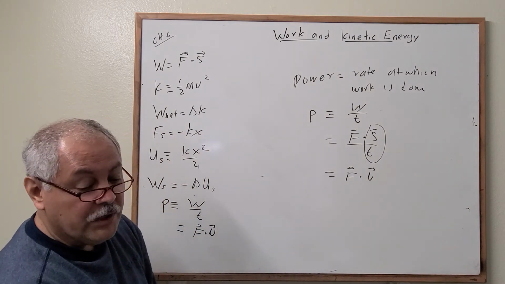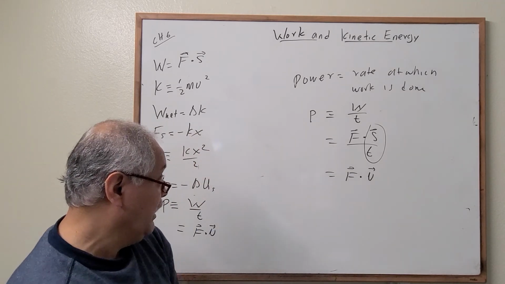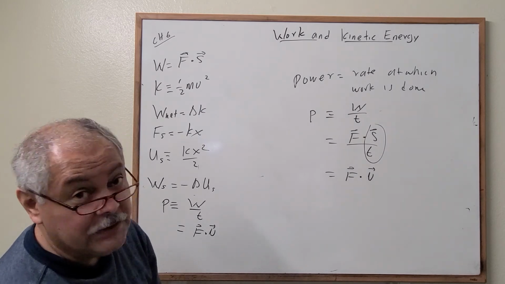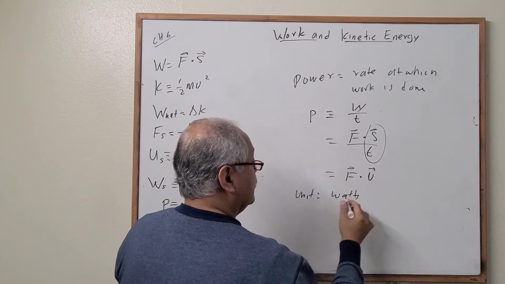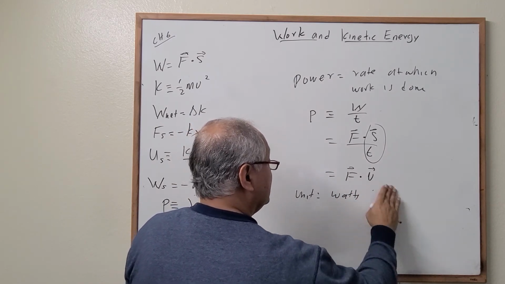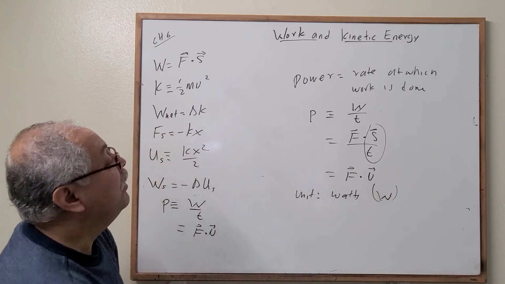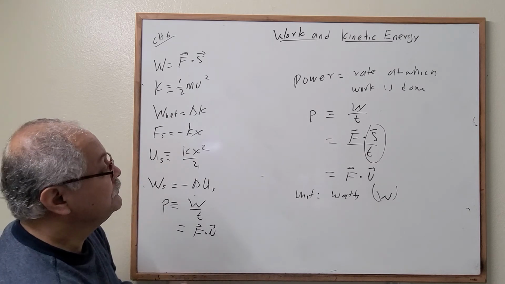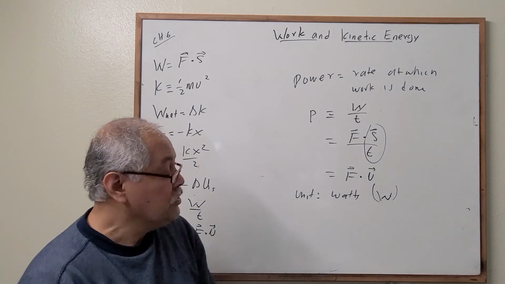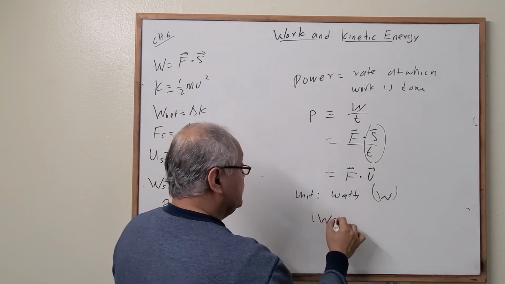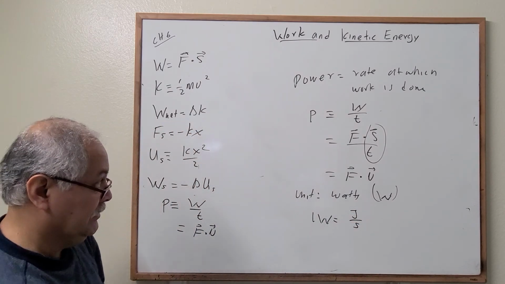Got it? Also, let's go to the unit, because it's a new quantity. The unit of power is the watt. Correct? The units of power. Also, 1 watt is equal to 1 joule per second. Correct?